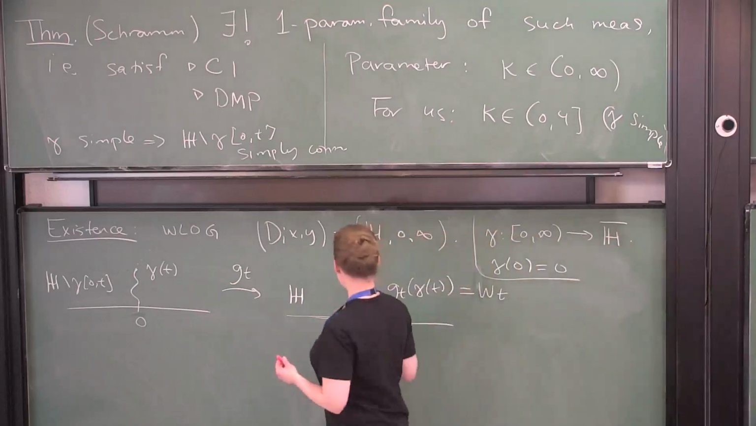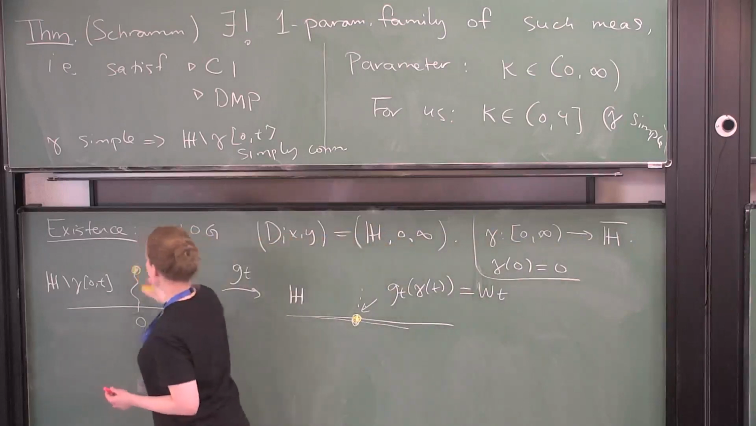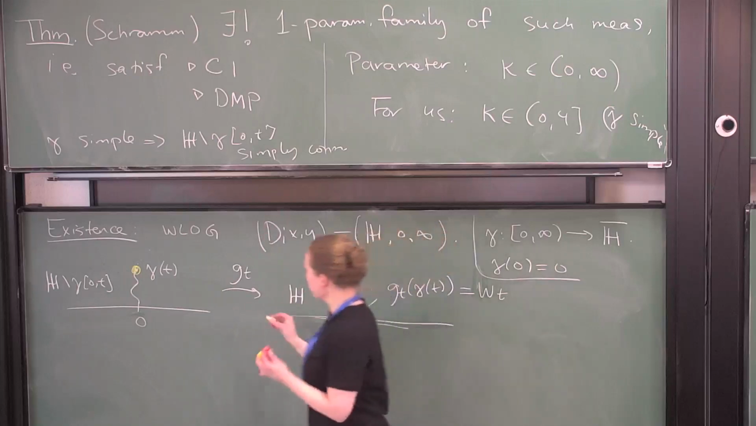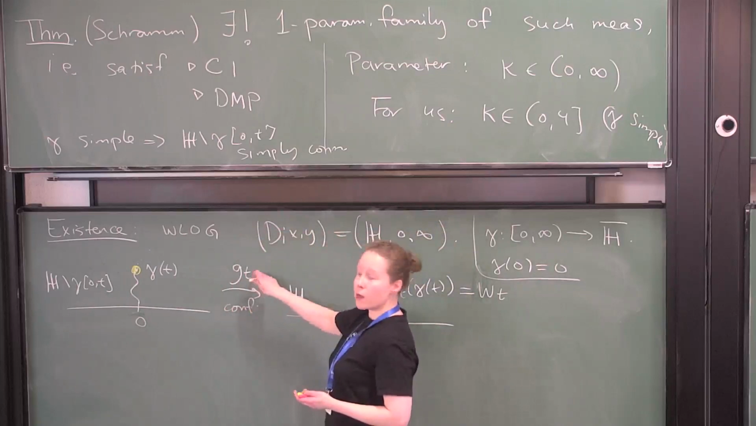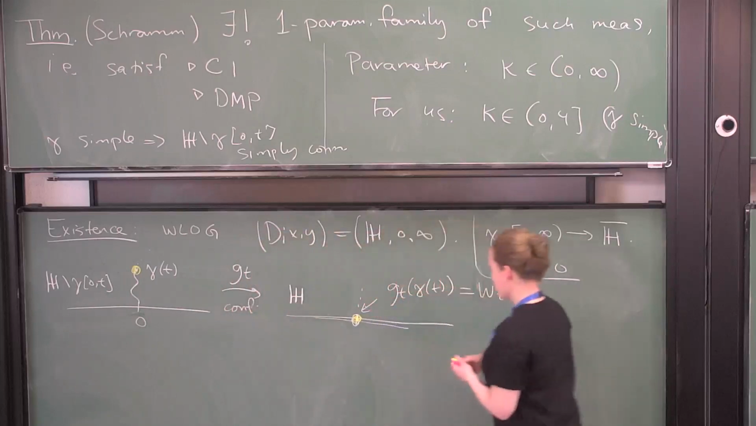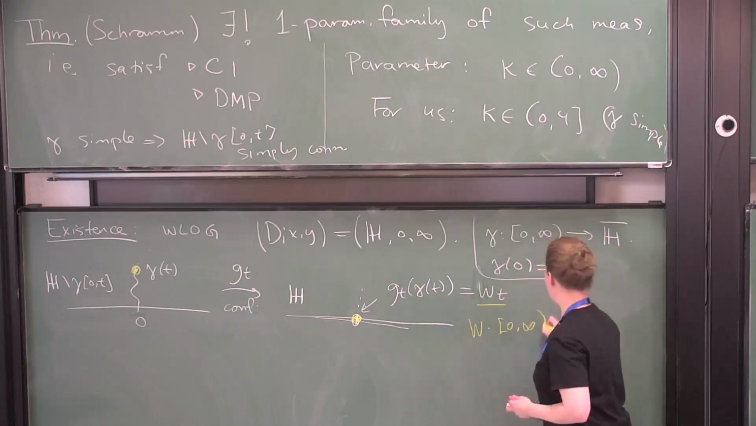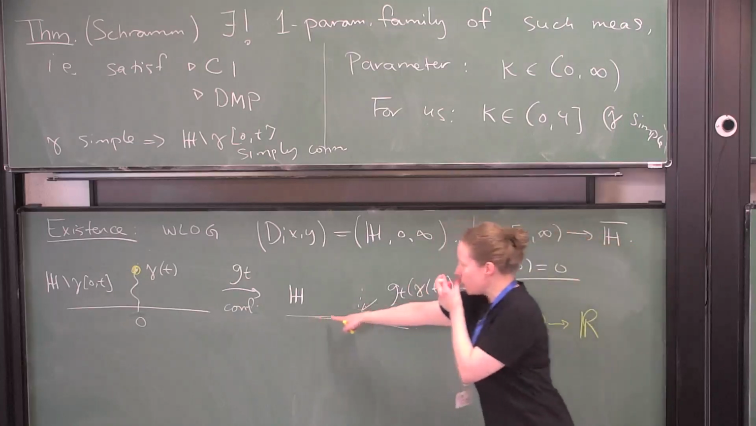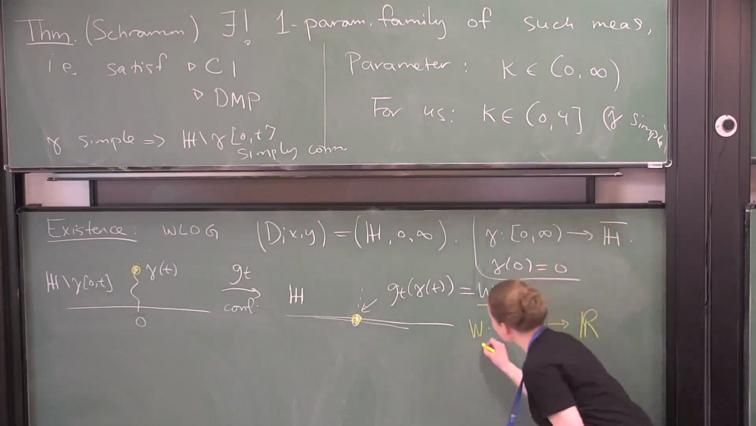And now you hopefully agree that if I understand where this tip is mapped for all times, this is a conformal bijection, so I can reconstruct my curve, right? And I need to pick this in some way. And now this one is going to be evolving on R, which is the boundary of the half plane. It's called the driving function.